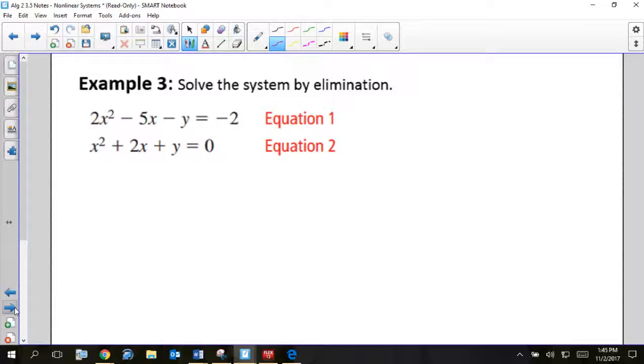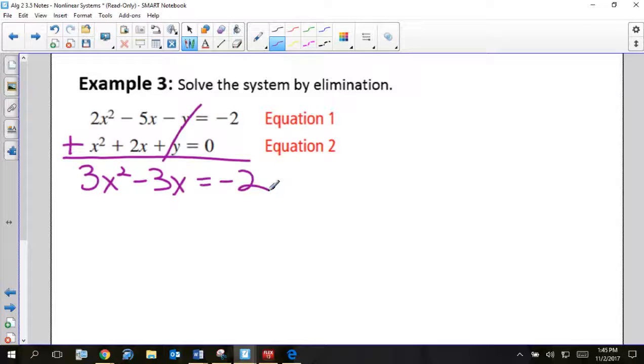Now, if I needed to multiply something, like if they were both positive, I'd have to multiply one of them by negative 1 to get it to cancel. But this one's already set up for us, so let's add the two equations together. 3x squared minus 3x, y's eliminate, equals negative 2. I like elimination because now we're ready to start solving. If there's an x squared in it, I'm going to see if I can factor first. So I'm going to move the 2 over by adding it to both sides. I'm going to have 3x squared minus 3x plus 2 equals 0.